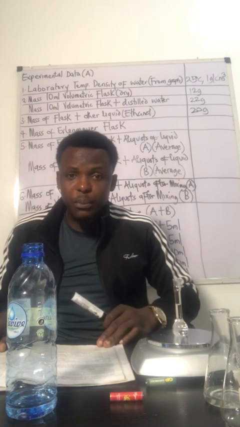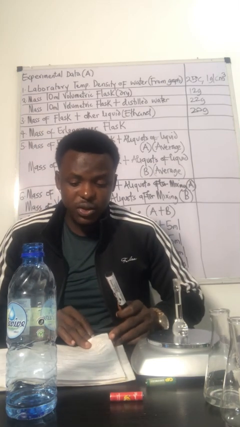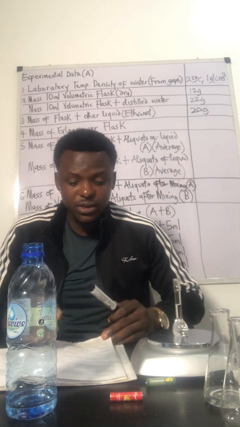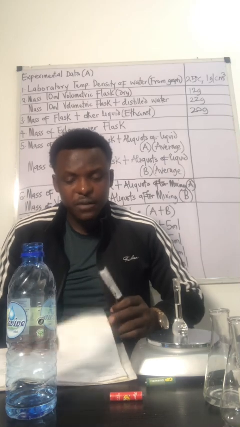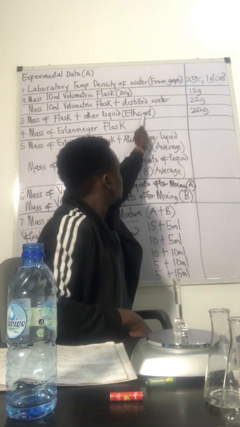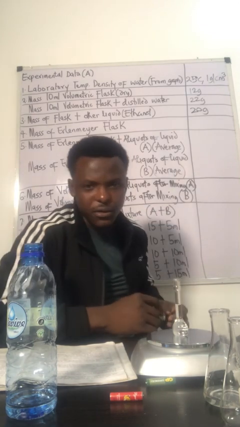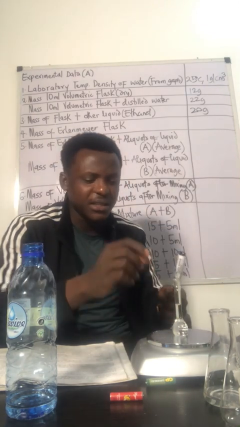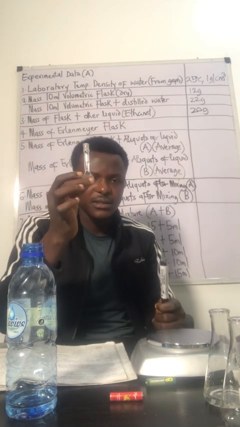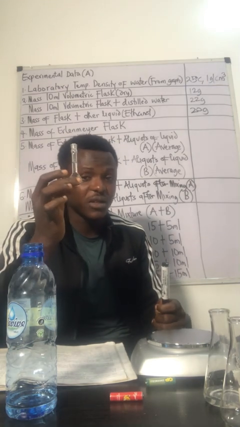If you open your manual, the formula is there to solve for the density of the liquid. Page 8, you see the formula for density of the liquid. Now look at this. Density is mass over volume. The volume is actually the volume of this flask. Remember, we had earlier calculated the volume of this flask. So this is 10.